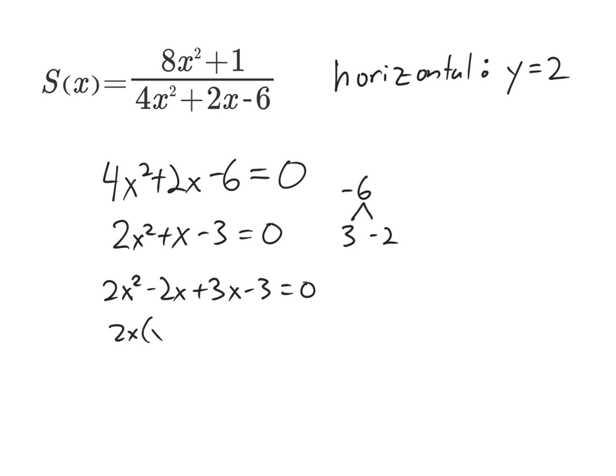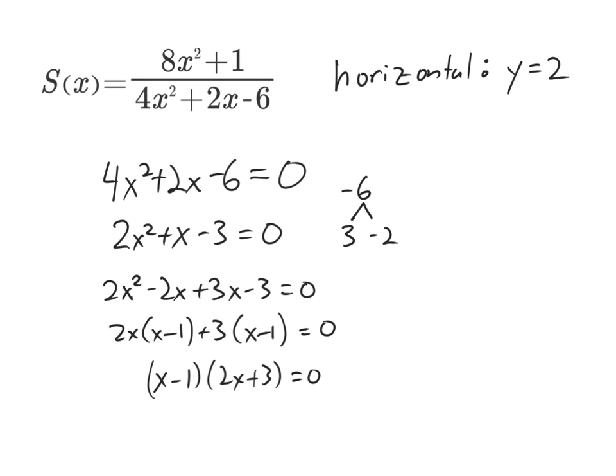2x comes out of this first one, x minus 1. A 3 comes out of this, x minus 1 equals 0. So you end up getting x minus 1, and then 2x plus 3 equals 0. So my vertical asymptotes are going to be at x equals 1 and x equals negative 3 halves. And once again, that comes from the zeros of this right here.